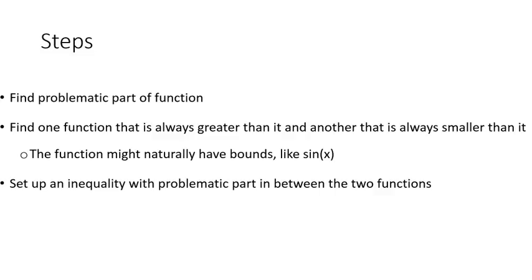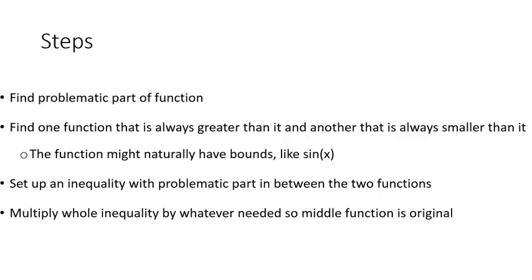Once we find our outside functions, we can make an inequality and put the problematic part in between the outside ones. Then we have to multiply our inequality by whatever is needed so that the middle problematic part looks like our original tricky function. Then we just use the theorem. So it's a lot of steps, but it's not so bad.